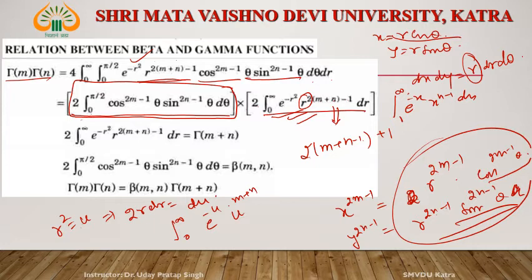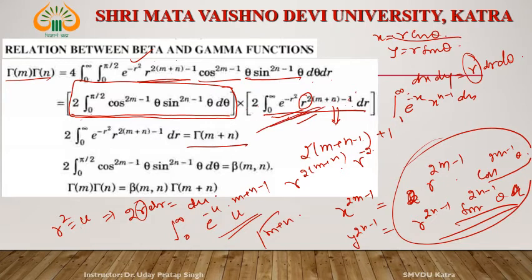So r square is equal to r to the power 2 into m plus n into r to the power minus 2. This r will cancel, since one r is here. So u to the power m plus n minus 1. What is this? This is gamma of m plus n. This integral is gamma of m plus n by this way. So this is beta mn, and this is gamma m plus n.